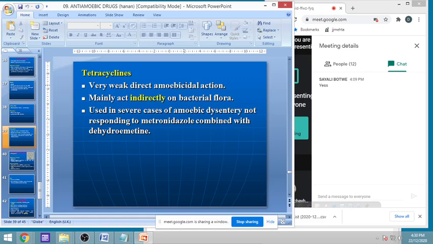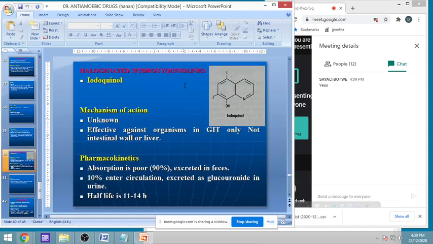Tetracyclines have a very weak direct amoebicidal action. They act indirectly on the bacterial flora. So killing bacterial flora will not allow any food for those protozoa, and accordingly they will starve. So it is used in the severe cases of amoebic dysentery, which is not responding to metronidazole, which is combined with the dihydroemetine. So this is a third agent which may be added.